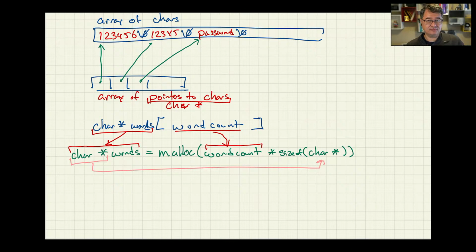Okay, so that's how you translate one into the other. If you know what it's supposed to look like as an array declaration, here's how you turn it into an equivalent malloc.